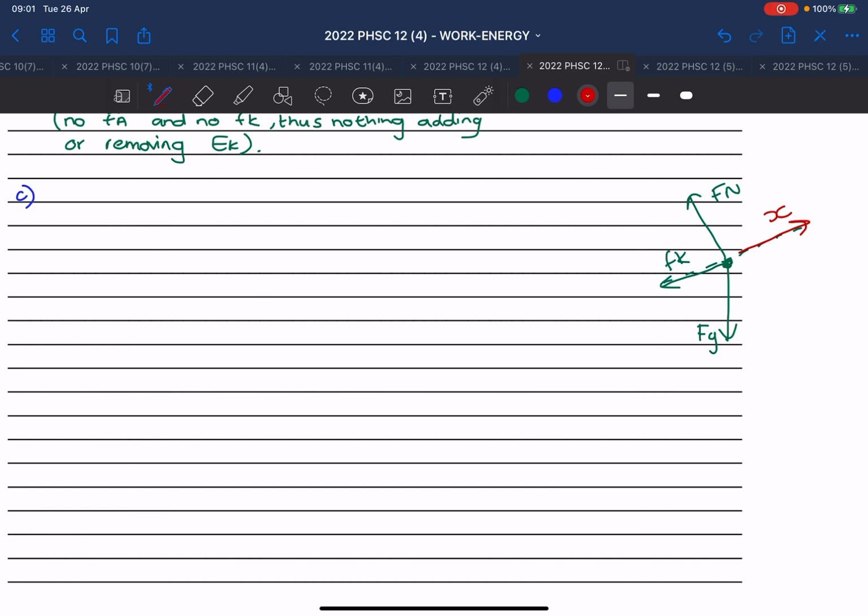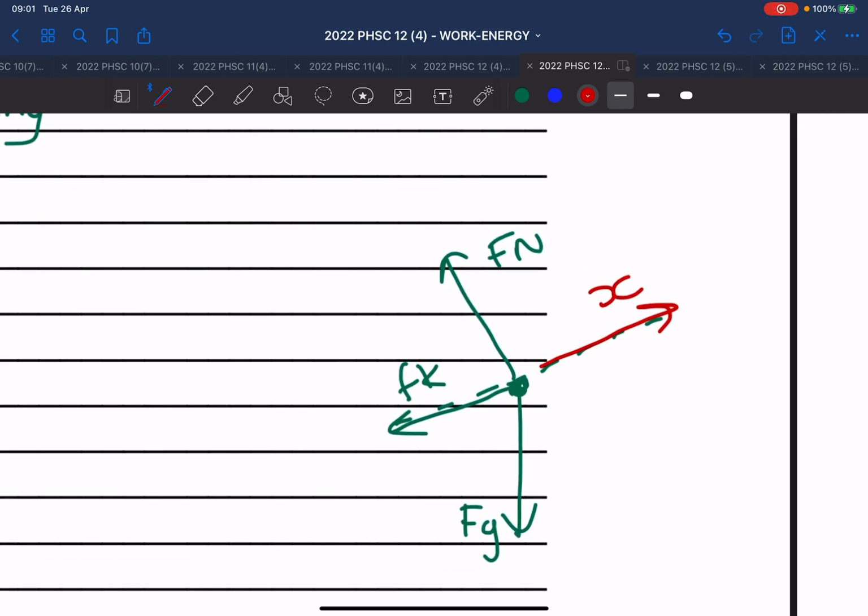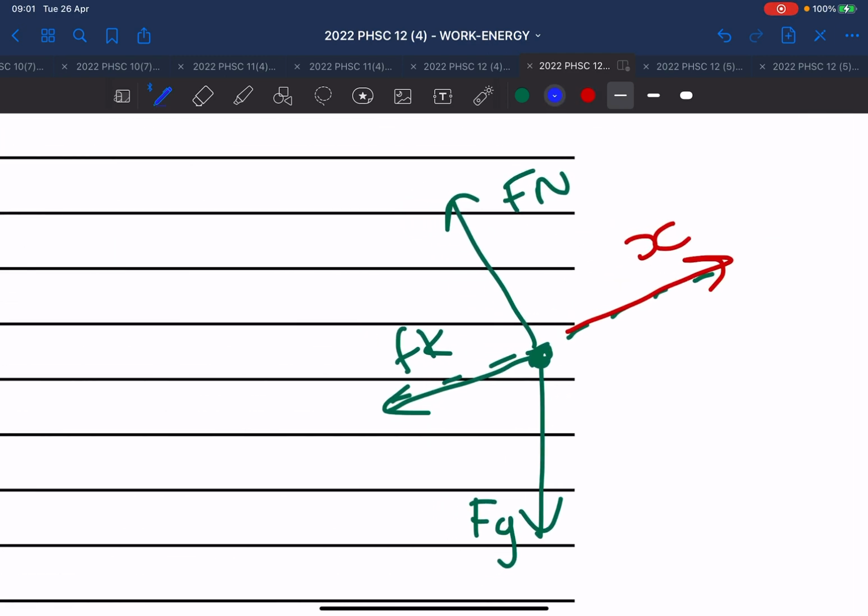Okay. So, if I look at my forces, I'm zooming in on the right-hand side. If I look at the forces, this is a non-conservative force, but I put it in brackets because it doesn't actually matter. This is a non-conservative force, and this is a conservative force.